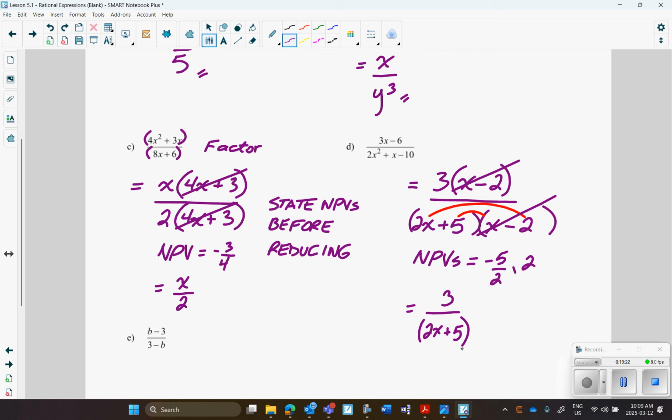A lot of times, when I see a question like this, I'm going to do this right away just to remind myself, they have to be identical to cancel up top and the bottom. There's nothing identical between these two.